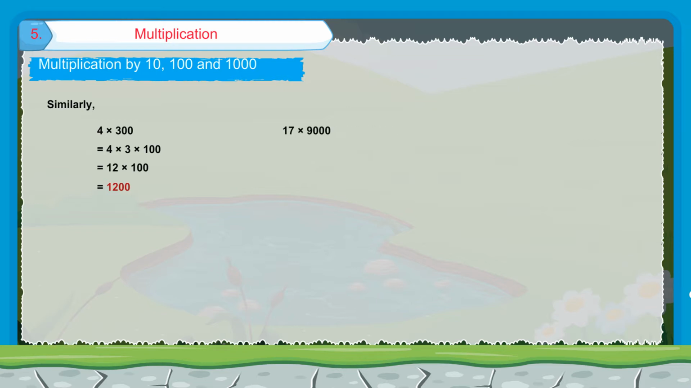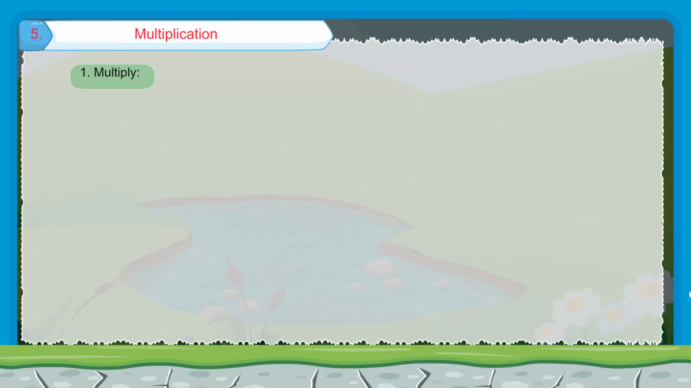17 into 9000 is equal to 17 into 9 into 1000 is equal to 153 into 1000 is equal to 1,53,000. 3 into 5000 is equal to 3 into 5 into 1000 is equal to 15 into 1000 is equal to 15,000.